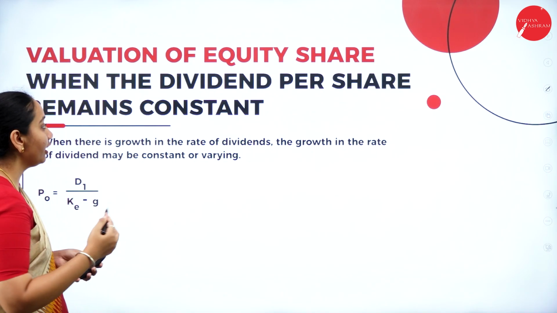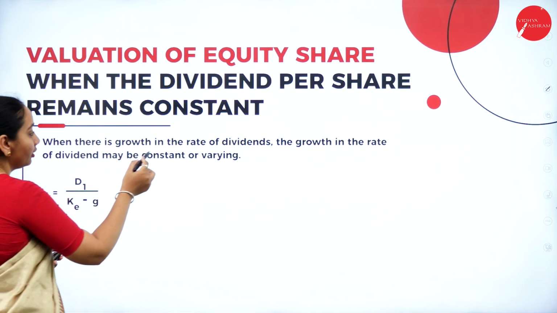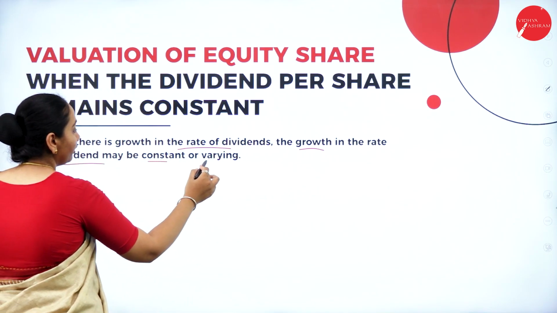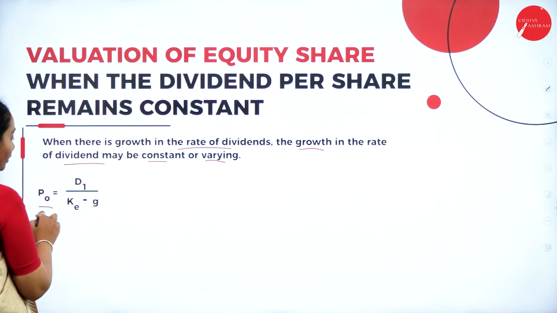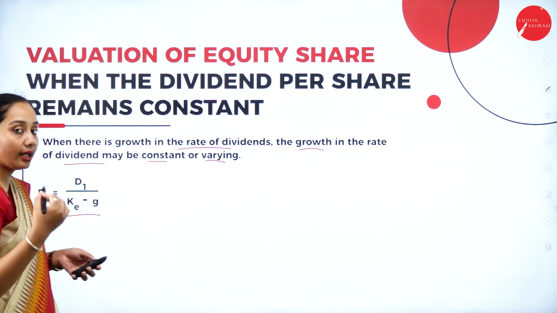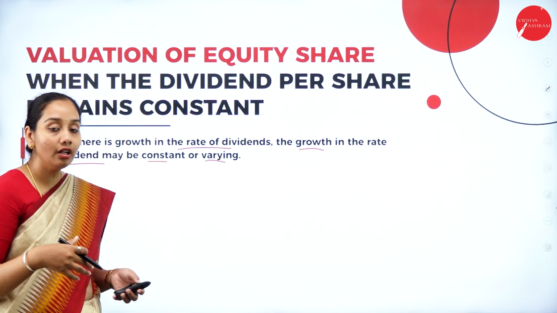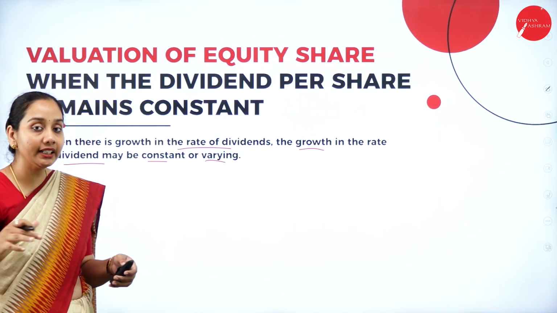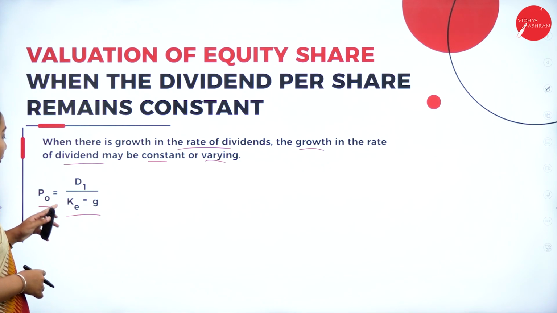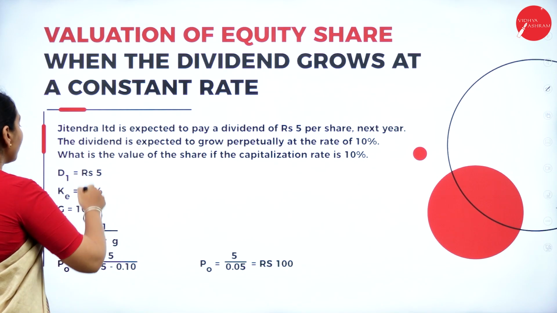So next is about valuation of equity shares when there is growth in the dividend per share. When there is a growth in the rate of dividend, the growth may be constant or varying. So the formula will be P0 is equal to D1 divided by KE minus G. Sometimes the value of the equity shares will remain constant or will vary depending upon the market. So this we are going to talk about when it is varying. P0 is equal to D1 divided by KE minus G. So that is the formula we have seen.